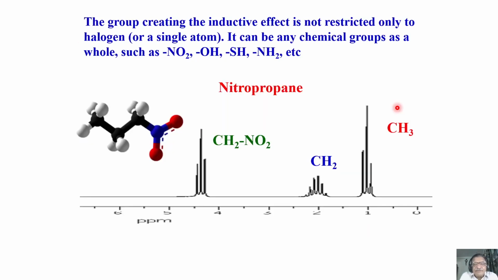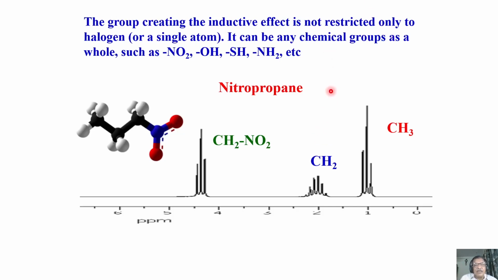Now let us look at a molecule called nitropropane. The structure is CH3, CH2, CH2NO2. If we take only propane, we have CH3 twice and a CH2. There is only a CH3 group and a CH2 group, with a perfect symmetry at the center. CH3, CH2, CH3, there is chemical equivalence.